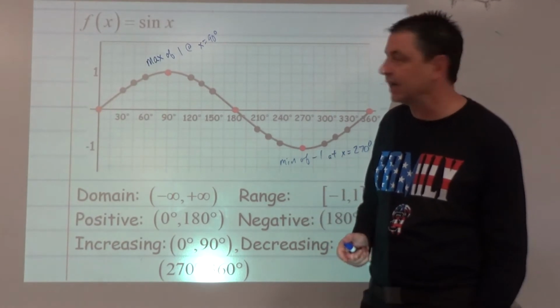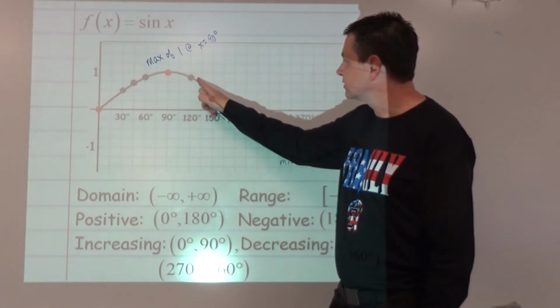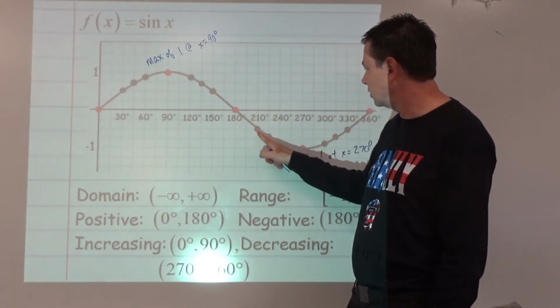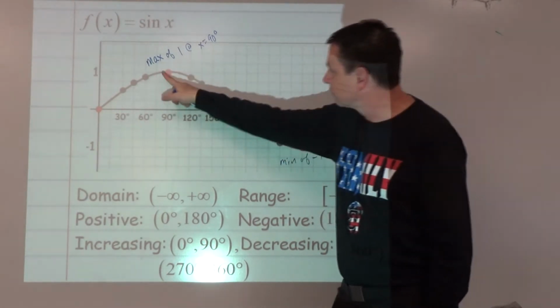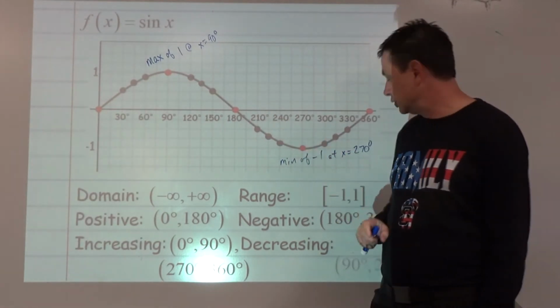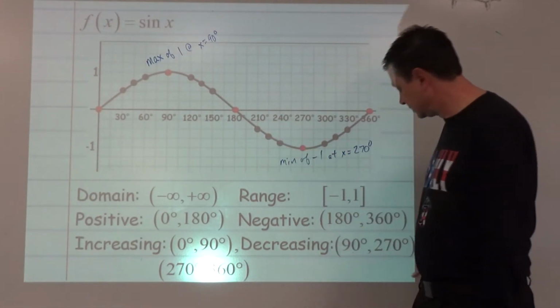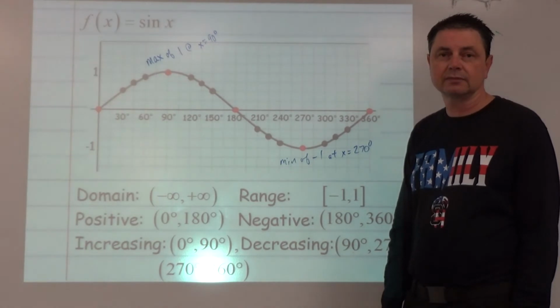All right, decreasing. Where is the graph going down? Well, it starts to go down. It's down, down, down, down, down. Keeps going all the way down. So it started there and ended going down here, from 90 to 270 degrees is where we're decreasing.